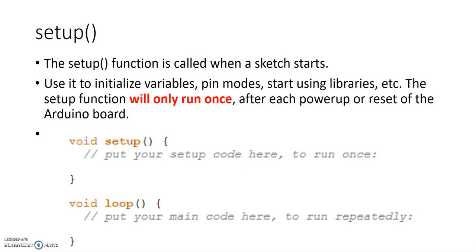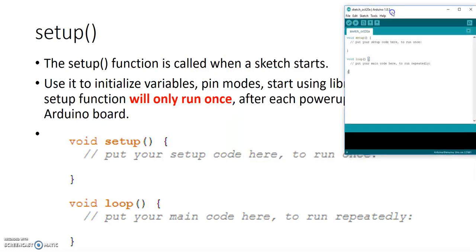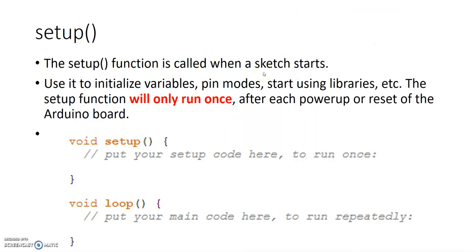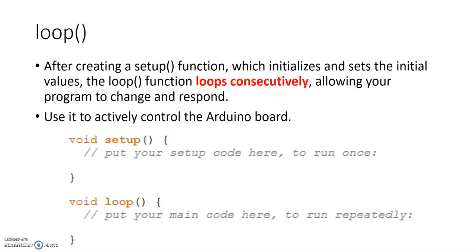One is called setup and one is called loop. So when I bring up an Arduino IDE, here is an example of an Arduino IDE. It automatically has something called void setup, and then it has something called void loop. The setup function is called whenever the sketch first starts. It's used to initialize the variables and the pins on the computer, and it basically runs only once. The loop, on the other hand, comes right after setup. As the name suggests, it will cause the program to run over and over and over again. It's basically used to actively control the Arduino board.